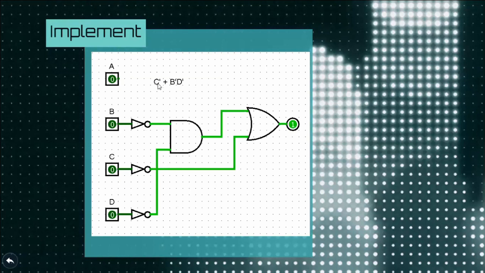They are all inverted or negated, so we have a NOT gate with each one of them. And for B and D, we have an AND gate. The output of that is ORed, so we have an OR gate here connecting it to C, and then we get the output according to the truth table.